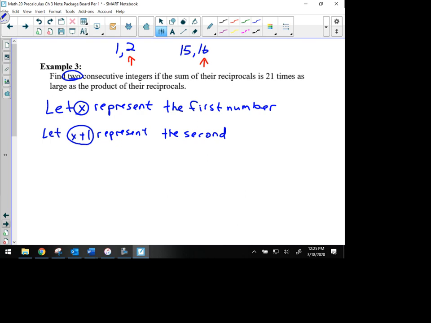The second number is going to be x plus 1, right? One more than the first number. So there's the idea where we're talking about consecutive integers.